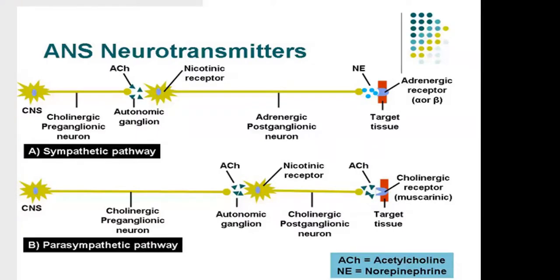Acetylcholine is primarily found within the parasympathetic nervous system, which has an inhibiting effect. Epinephrine, also known as adrenaline, is primarily found within the sympathetic nervous system, which has a stimulating effect. And norepinephrine, also known as noradrenaline, is primarily found within the sympathetic nervous system, which has a stimulating effect.